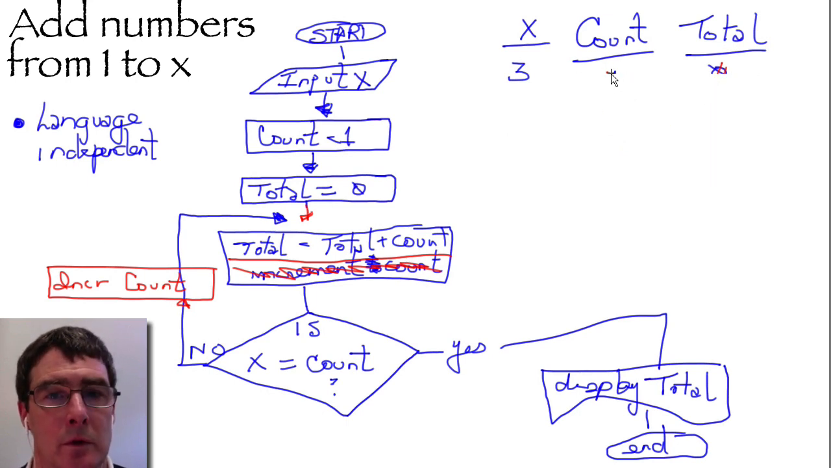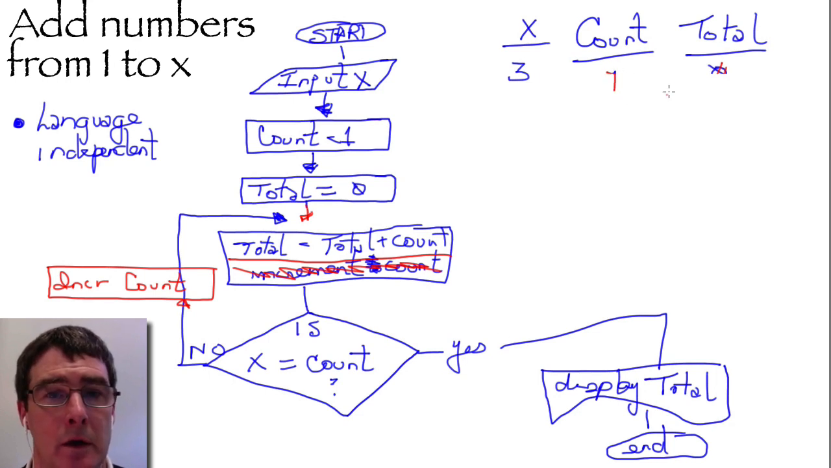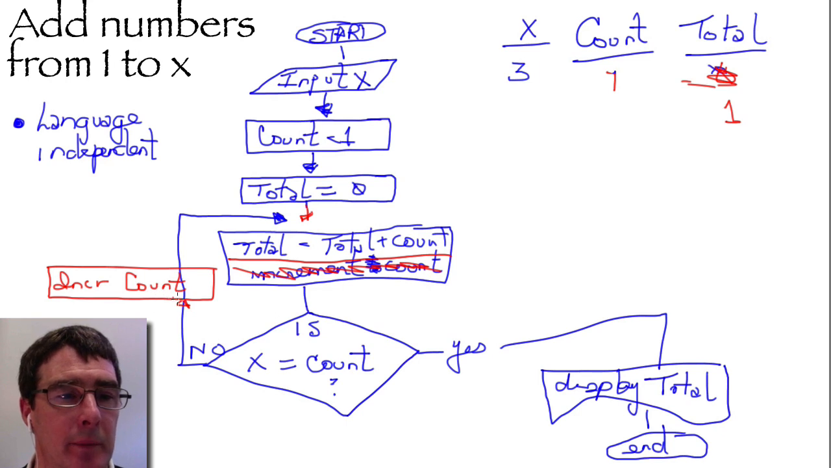And so as we start our program, we're going to say count is 1, total is 0. I'm going to add these two together, and I'm going to get the value 1. Is x equal to count? No. So now I come up, I'm going to increment count to 2. I'm going to add total equals total plus count. So I'm going to get 3 here.